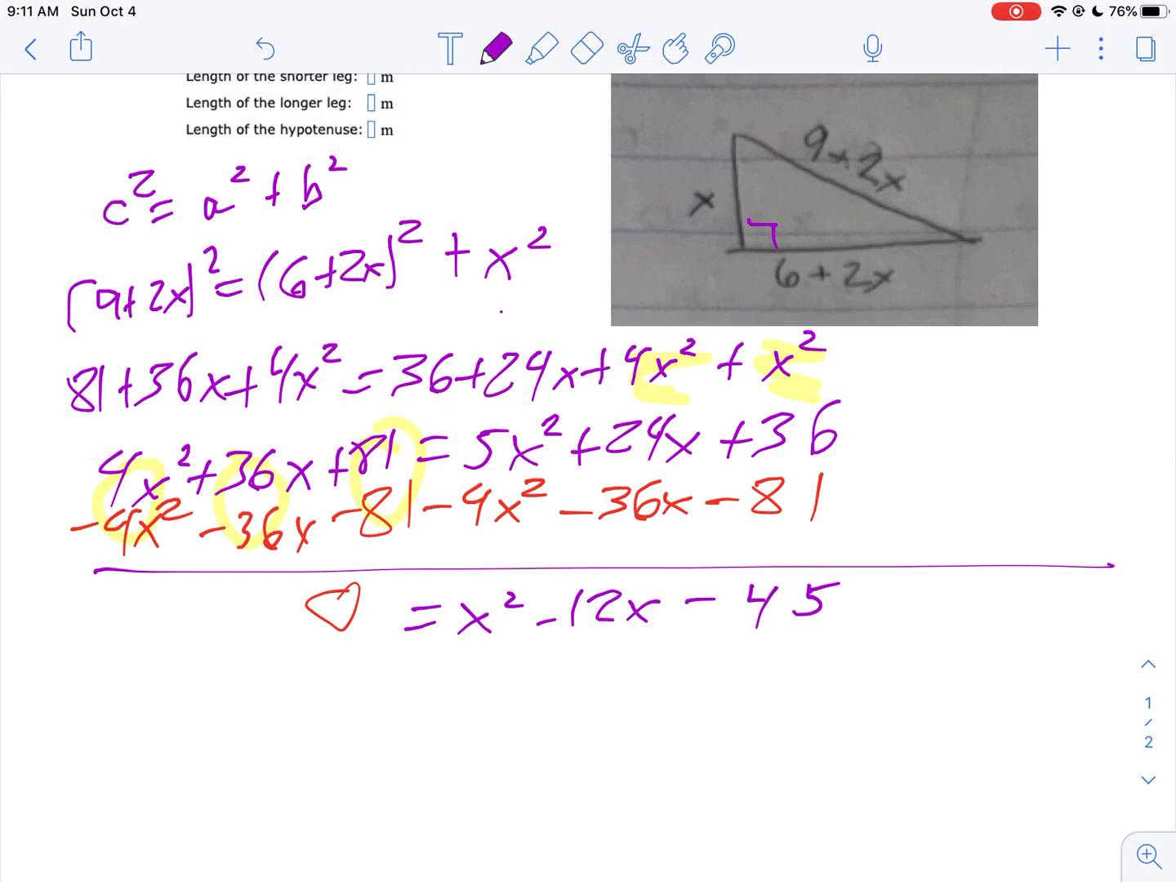Since we're going to solve this by factoring, I'm going to factor this quadratic now. I need two numbers that multiply to negative 45, but at the same time they add to negative 12. Well, that would be 15 and 3. So (x - 15)(x + 3).